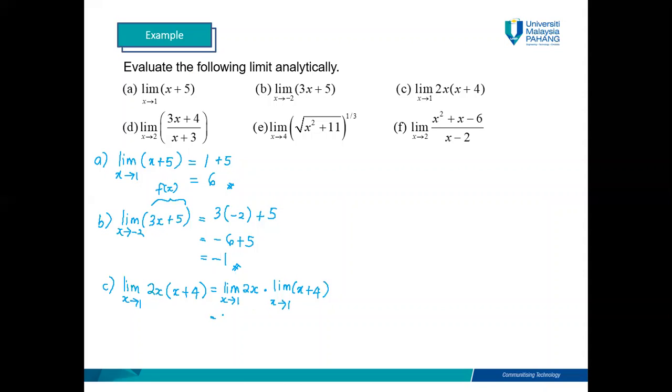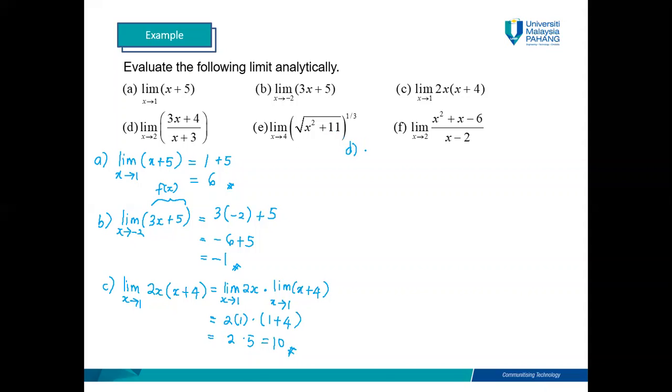1. So equal to, okay, bila you substitute x is equal to 1, limit notation eliminated. So 2 times 1 times 1 plus 4. Okay, so 2 times 1 plus 4, 5. So the answer is 10. Okay, that is C. So let's see for D.